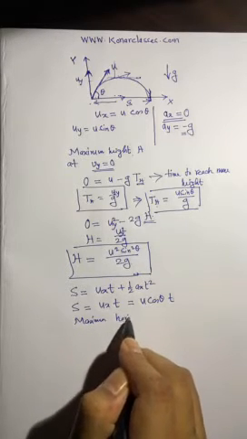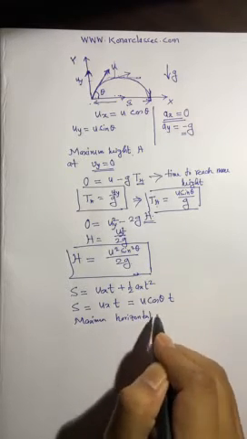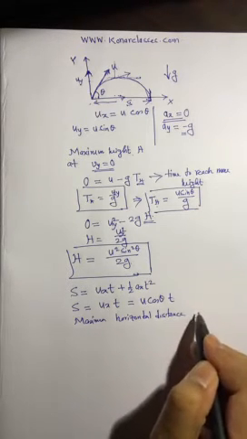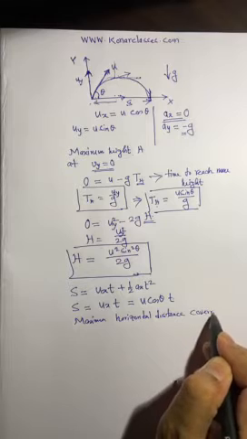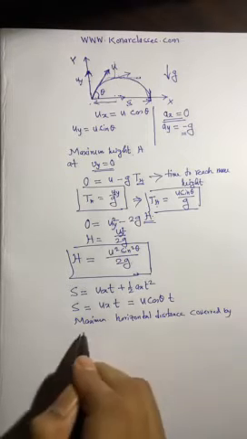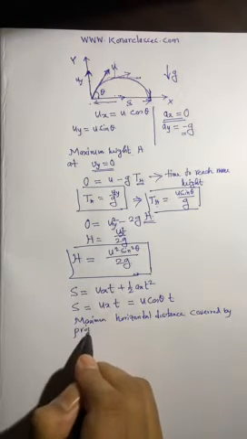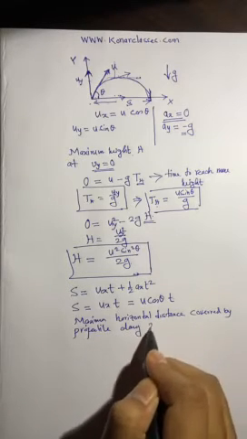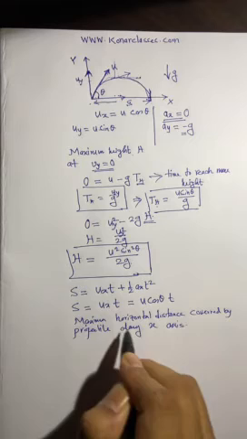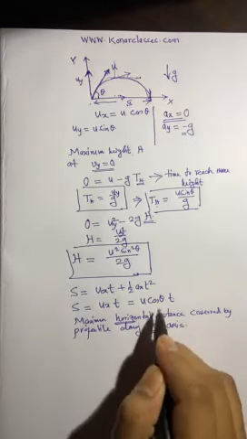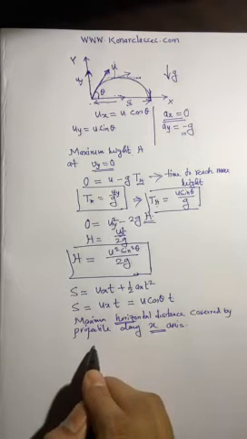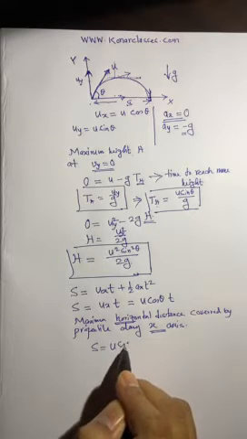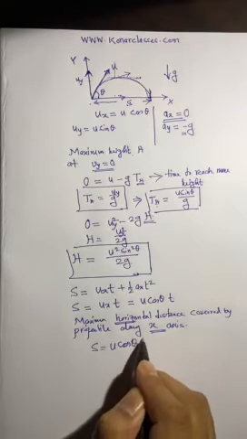So this is the maximum horizontal distance covered by the projectile along the x-axis. Here horizontal means the x-axis in our calculation, so s equals u cos theta into t.